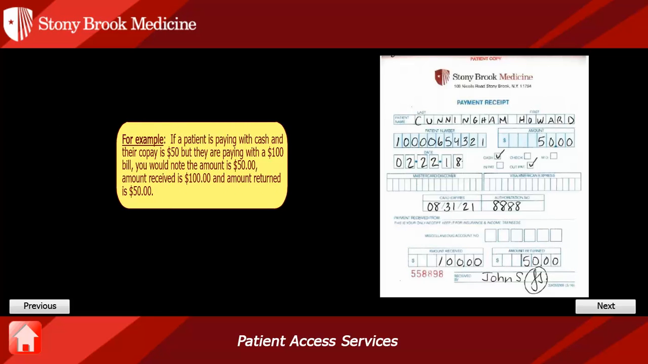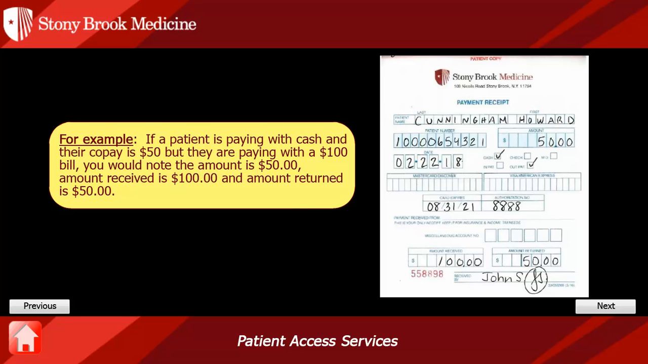For example, if a patient is paying with cash and their copay is $50, but they are paying with a $100 bill, you would note the amount as $50, amount received as $100, and amount returned as $50.